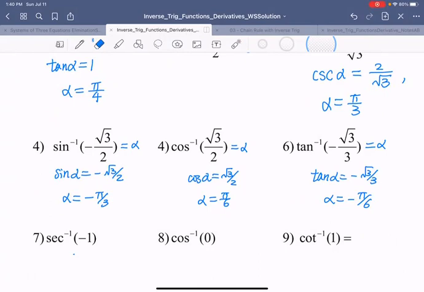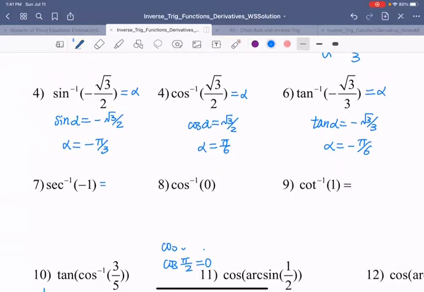Cindy, let's see how much this guy is. Okay, so inverse secant of -1 should be pi, I think. So that's equal to alpha. Yeah, we do secant alpha equals -1. That is saying cosine alpha is -1, right? Yeah. So alpha equals? Pi. Very good. That's the correct answer.